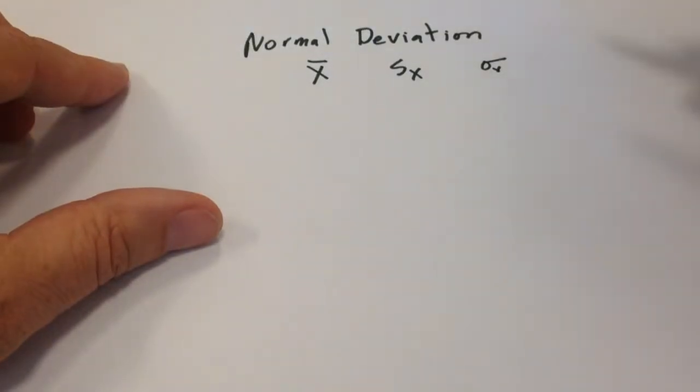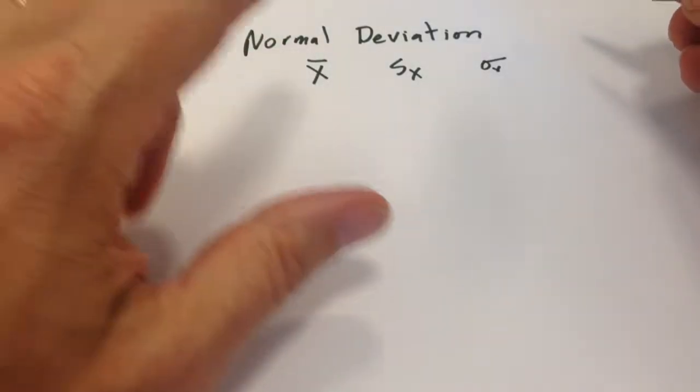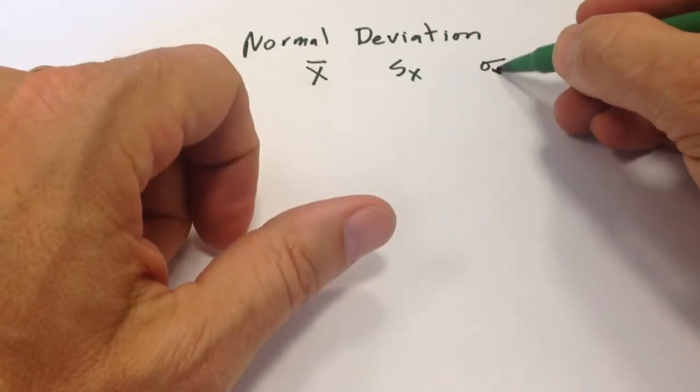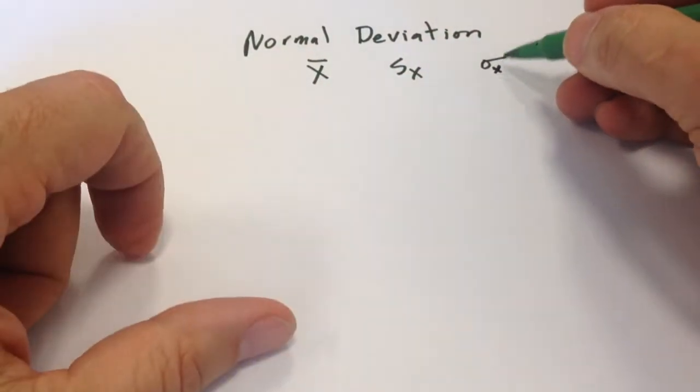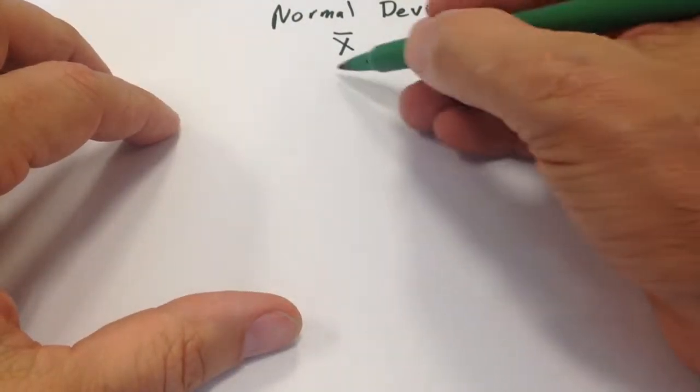All right, we're going to talk about normal deviation. Hopefully you already know how to put a list in your calculator and come up with the mean or average, as well as the standard deviation, which typically we use the sample standard deviation, or in some cases we might use the population standard deviation. And the basic idea is this is what our middle number is.